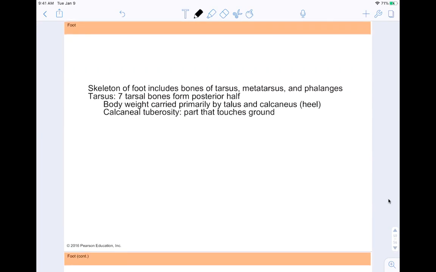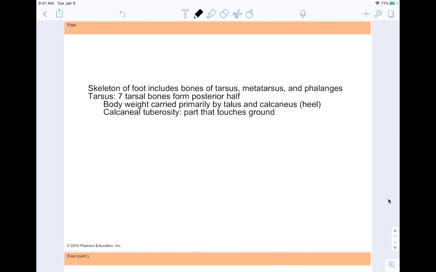Okay, the foot is similar to the hands. So once you know what's in the hands, which we already talked about, it's very similar in the feet. So the skeleton of the foot includes the bones of the tarsus or tarsals, the metatarsus, metatarsals, and the phalanges. So just like carpals, metacarpals, phalanges in your hands, you have tarsals, metatarsals, and phalanges in your feet. Very similar. You have the tarsus or the tarsals. There are 7 of them. No, I don't need you to know the names.